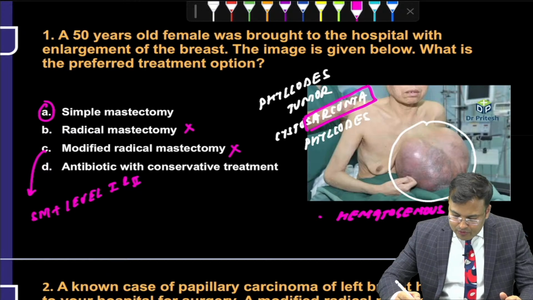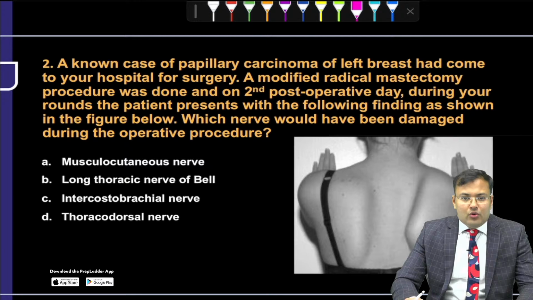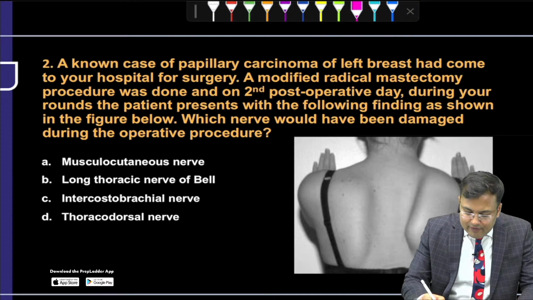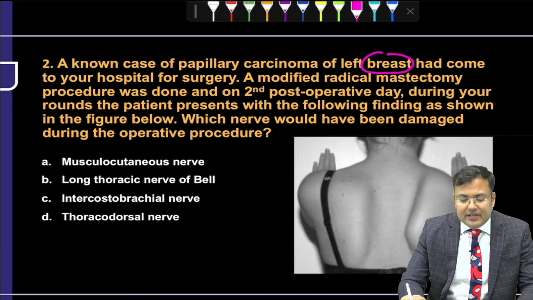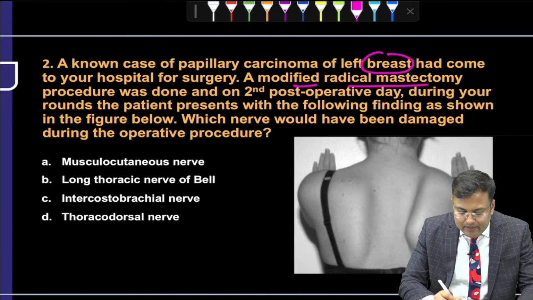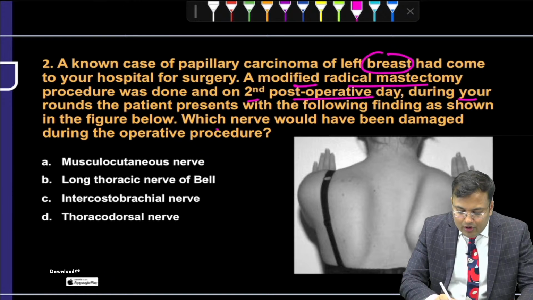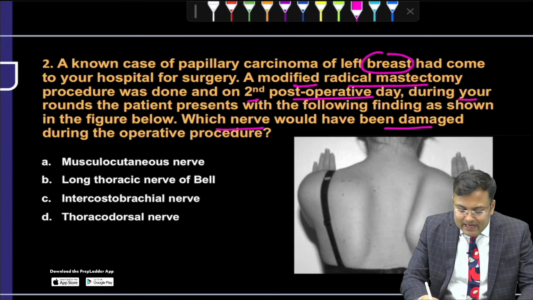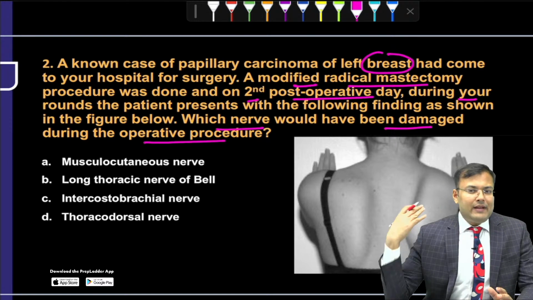Now, question number 2. See the question number 2. Here, a known case of papillary carcinoma of left breast had come to your hospital for surgery. A modified radical mastectomy procedure was done, and on second post-operative day, during your rounds, the patient presents with the following findings as shown in the figure below. Which nerve would have been damaged during the operative procedure? Tell me, this is winging of scapula.